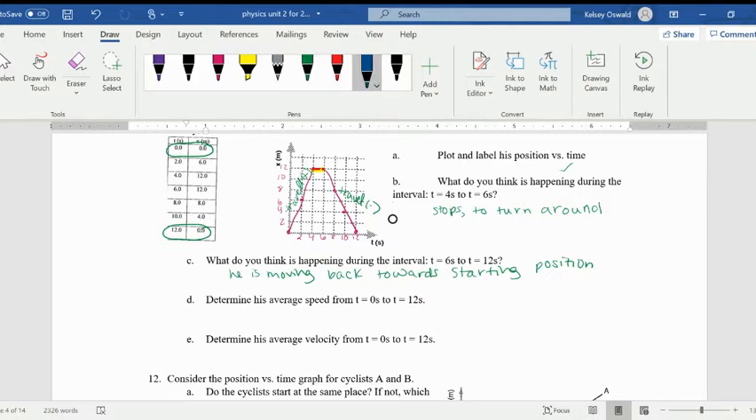All right, so then for D, we're looking for our average speed. And remember, for average speed, we do distance over time. Remember, distance, we do not care about what direction we are traveling. So if we look at our position time graph, from 0 to 4 seconds, he started at position 0, went up to a position of 12, so he traveled 12 meters.